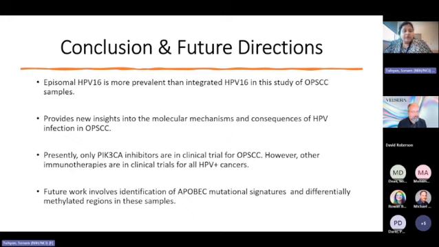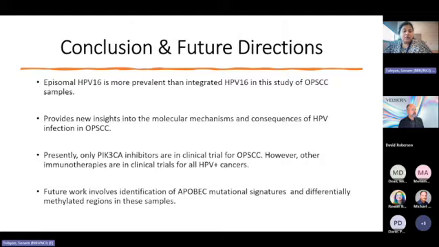Therefore, I would like to conclude my study by saying that episomal HPV-16 is more prevalent than the integrated form in OPSCC cases in our study, maybe indicating that episomal HPV may play a larger than expected role in tumor development. Presently, only PIK3CA inhibitors are in clinical trial for OPSCC. However, other immunotherapies are in clinical trials for HPV positive cancers. So there is a need for more expanded targeted treatment options.